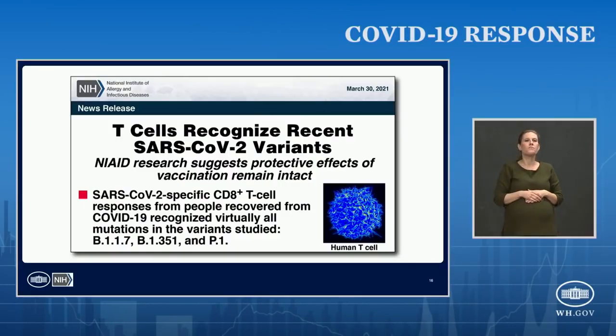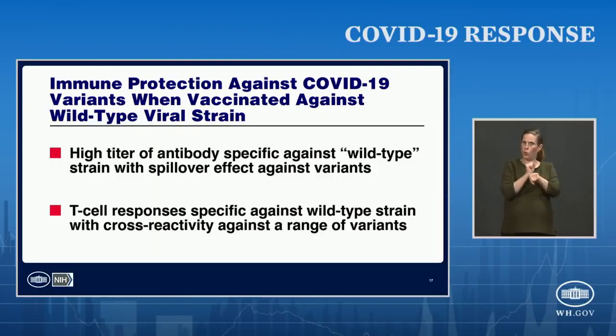Next slide. And finally, in a paper that came out just yesterday, it was shown very clearly that in individuals who recover from infection, if you look at their CD4 and CD8 positive T cells, they recognize virtually all of the variants of concern. So on the final slide, next slide, getting back to what I said in the beginning, we are seeing now immune protection against COVID-19 variants when individuals are vaccinated against the wild-type strain based on two mechanisms: the antibody response that has a spillover effect, as well as the cross-reactivity.